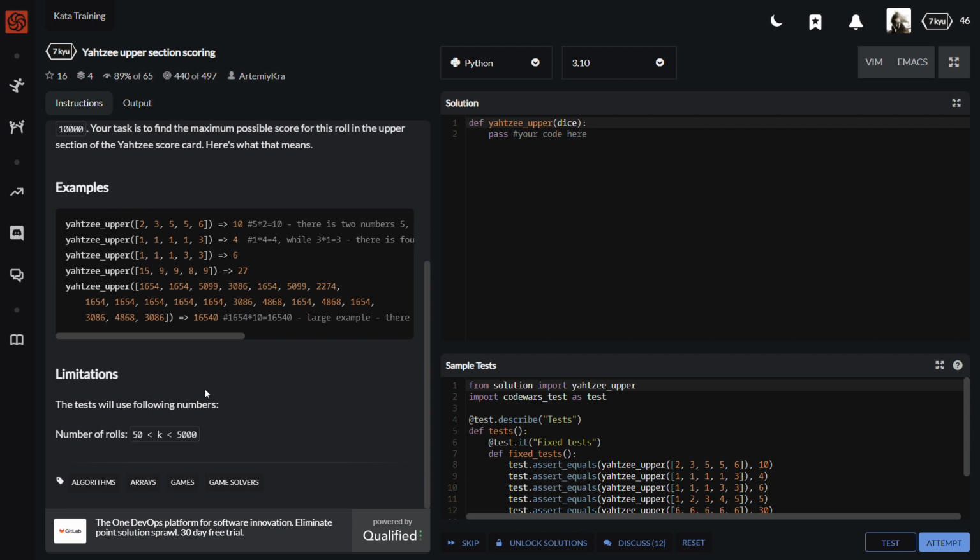The limitations: the test will use the following numbers: number of rolls, which is 50 less than k less than 5,000. Okay. Let's solve it.